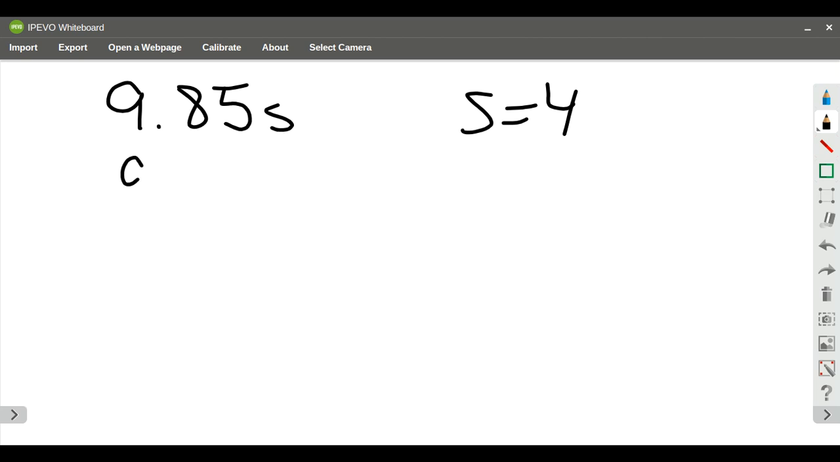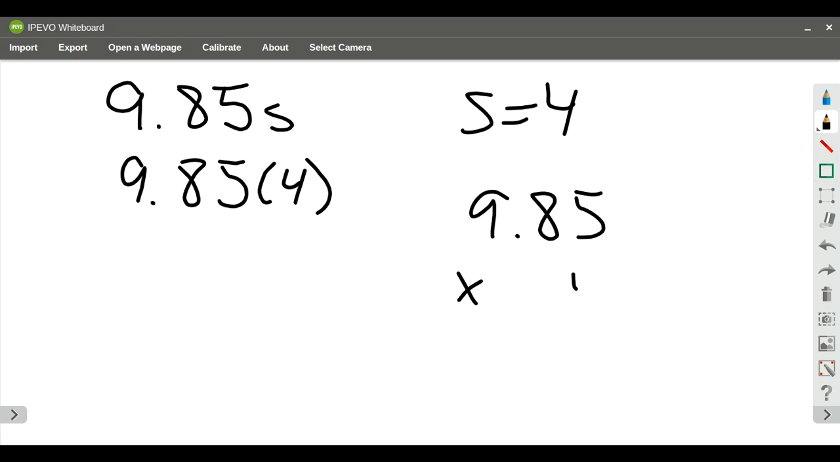So I'm going to go ahead and just substitute that in so I can see times 4, and then I'm going to do my work. So I have 9 equals, or 85/100 times 4. 4 times 5 is going to be 20. Put down the 0, regroup the 2.